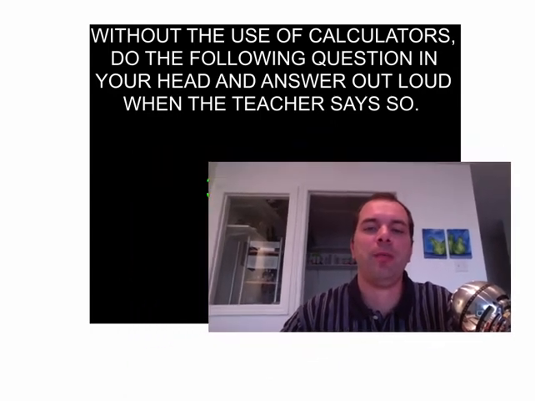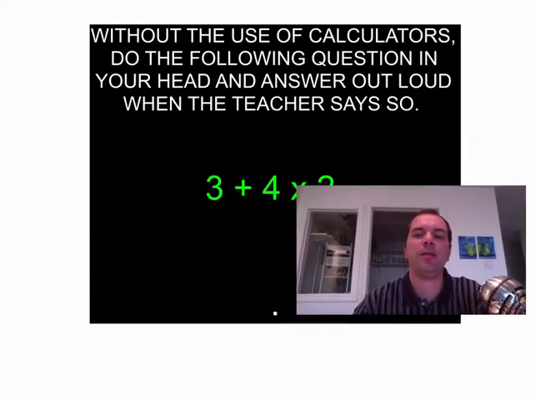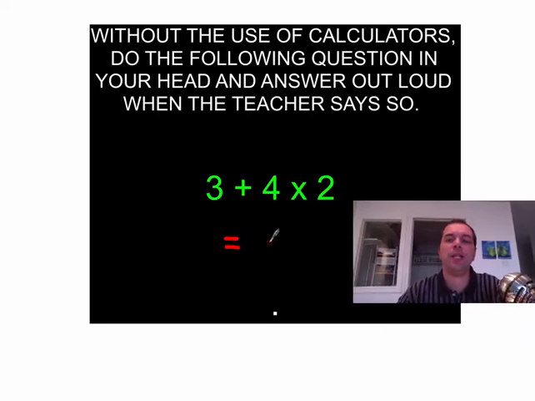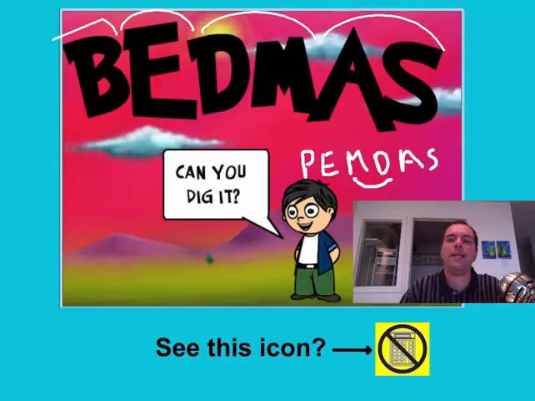Ready? 3 plus 4 times 2. What's the answer for this? The answer is 11. Did you get that right? Or did you say 14? Well, if you did it right, you would have realized that first you had to do 4 times 2 and then add the 3. Why is that?